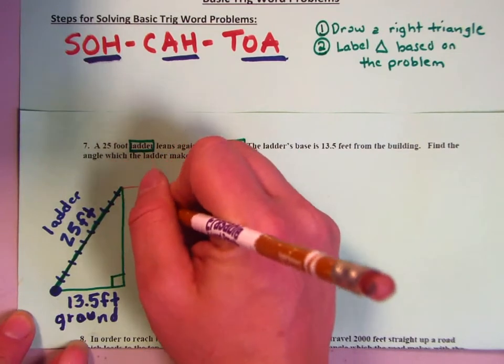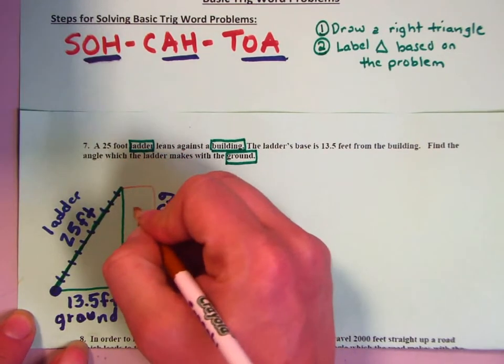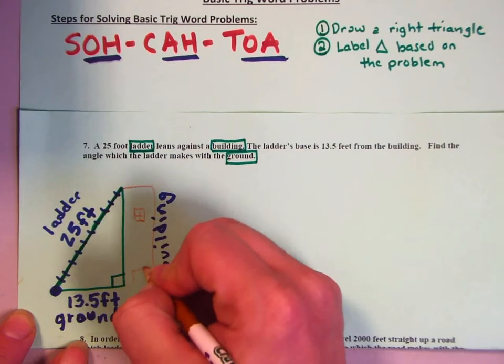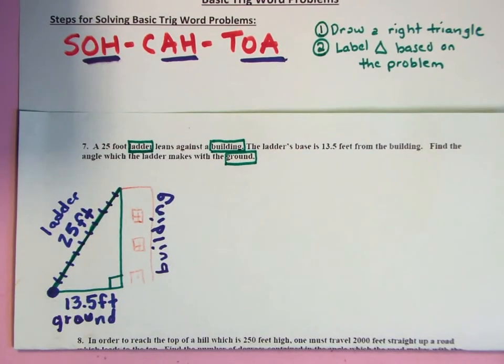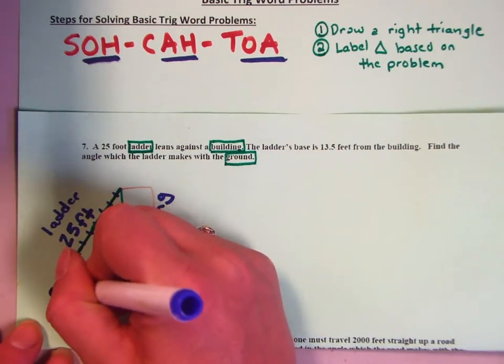You want to draw in your building, put in some windows, put in a door. Small building. All right. Now, we want to find the angle which the ladder makes with the ground. So ladder and ground. We want to know the angle here. So that's question mark.